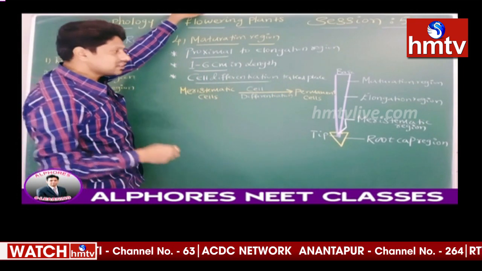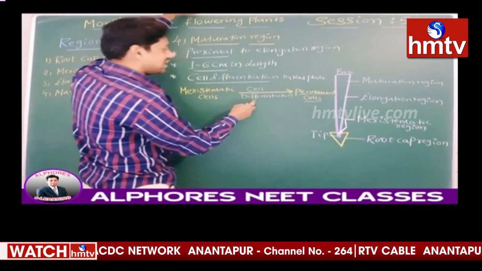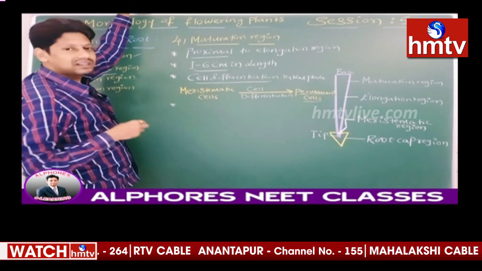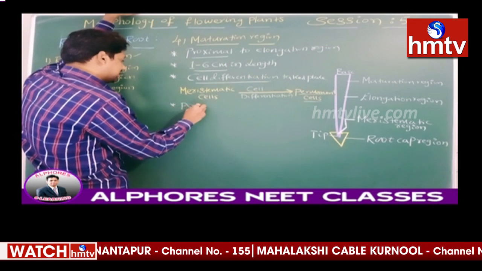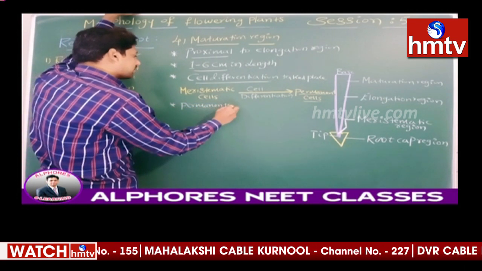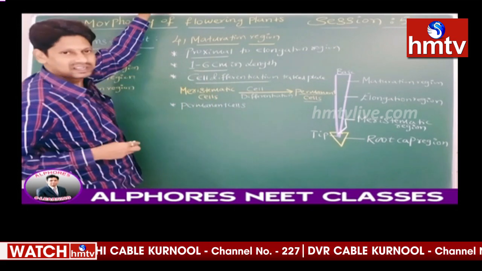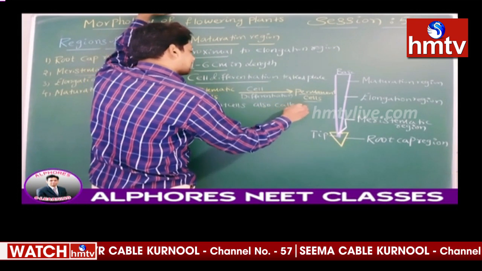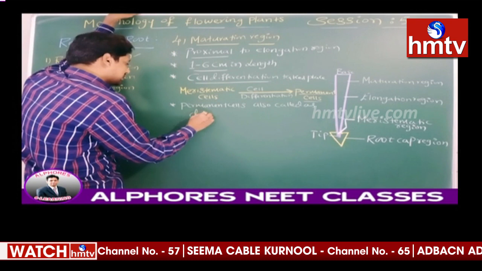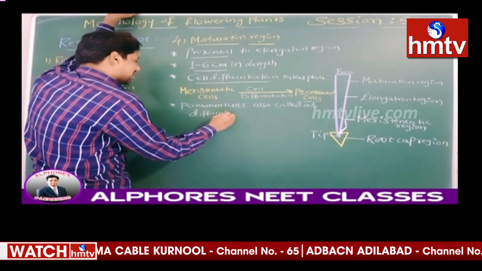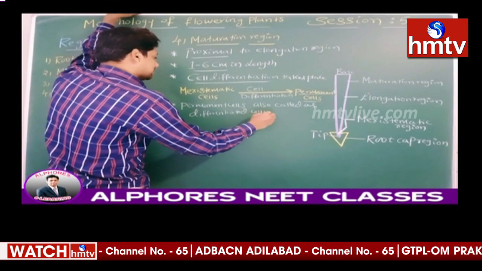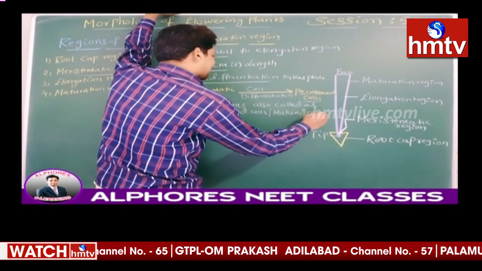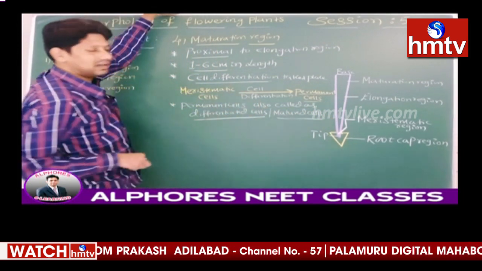Is this statement okay? These permanent cells are formed by the cell differentiation process. So, these permanent cells are also called differentiated cells. They are even called matured cells.